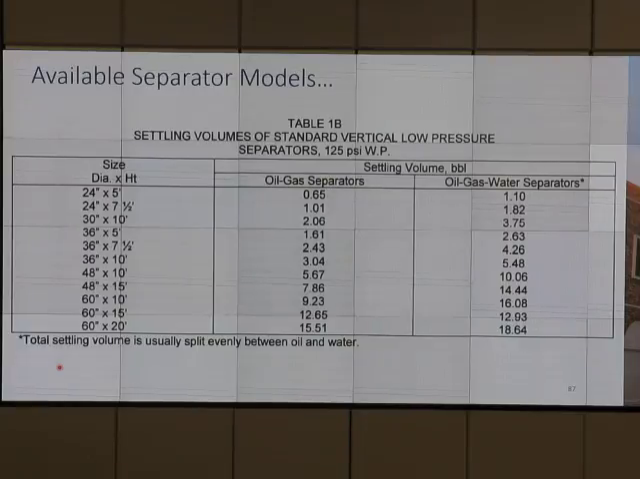This Table 1b gives you the settling volume for working pressure of 125 psi. Settling volume is V, and you remember W equal to 1440 V divided by T, right? Just use the volume from this table. So if you do gas oil separation, just use the left column. The right column is normally for gas, oil, water, where you have to split between water capacity and oil capacity somehow. We will talk about that later. For this lecture, we just do gas and oil, gas and liquid.